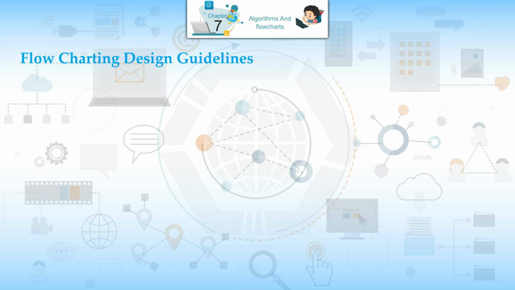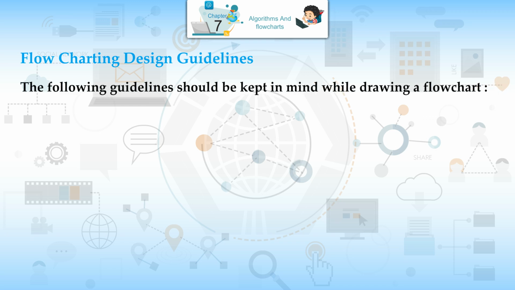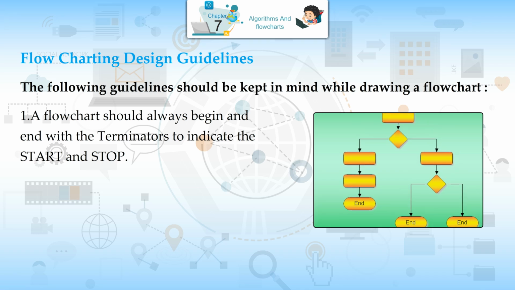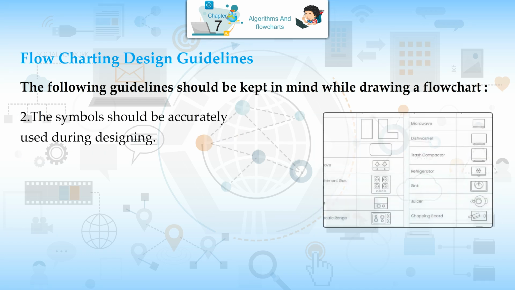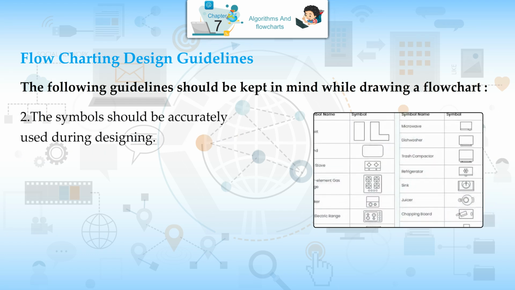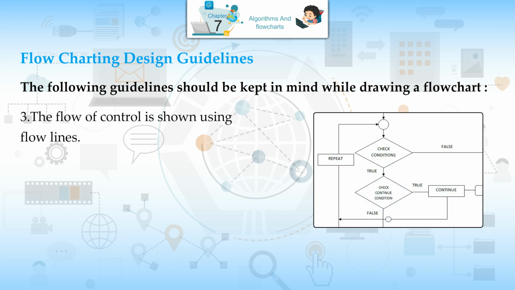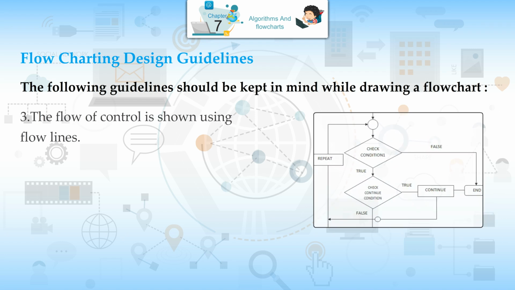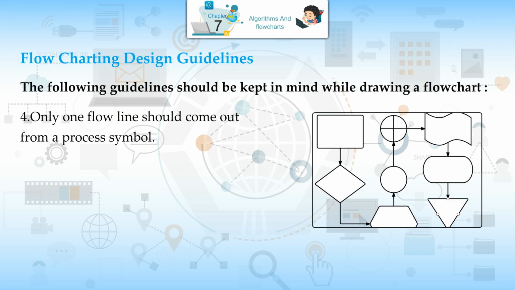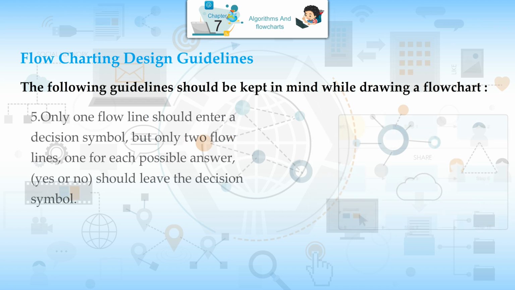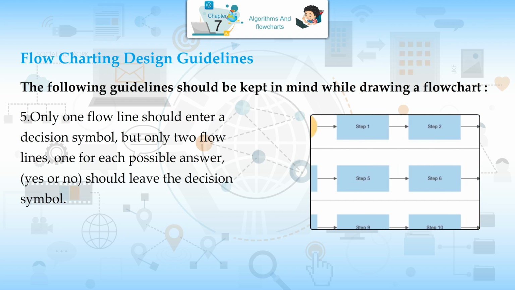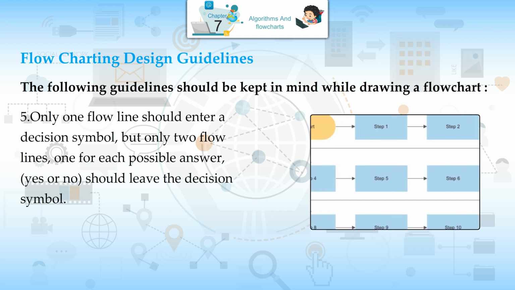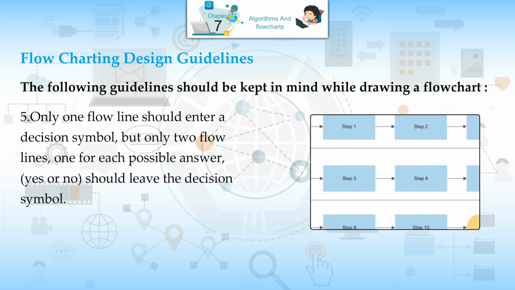Flowcharting design guidelines. The following guidelines should be kept in mind while drawing a flowchart. 1. A flowchart should always begin and end with the terminators to indicate the start and stop. 2. The symbols should be accurately used during designing. 3. The flow of control is shown using flow lines. 4. Only one flow line should come out from a process symbol. 5. Only one flow line should enter a decision symbol, but only two flow lines, one for each possible answer, yes or no, should leave the decision symbol.